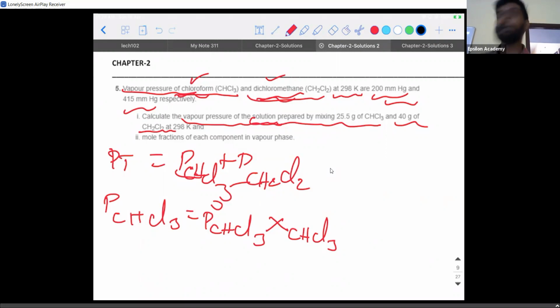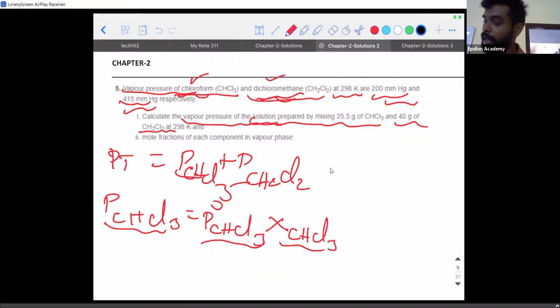Same way for P of CH2Cl2. We don't have to write it again. Okay, so fine. So I have to calculate this first. This value is given in the question. For CHCl3 it is given as 415 mm of Hg. Right. Now this we have to calculate, and we know how to calculate mole fraction. We already did so many problems.